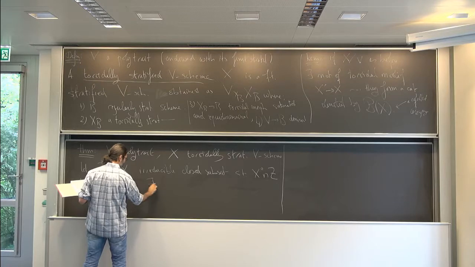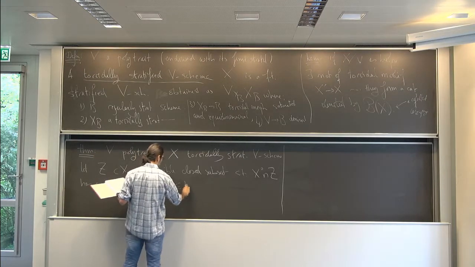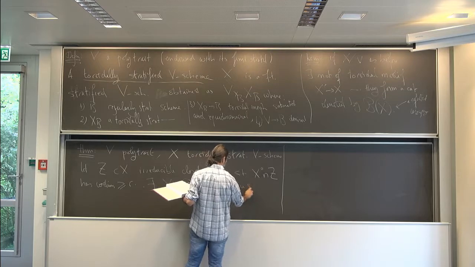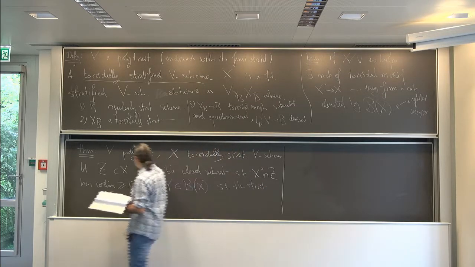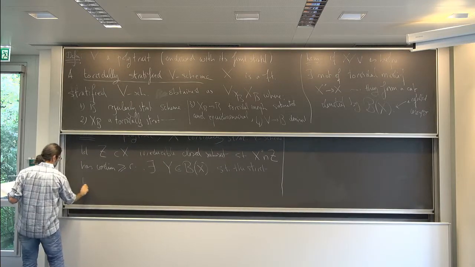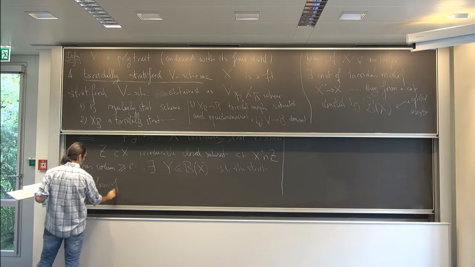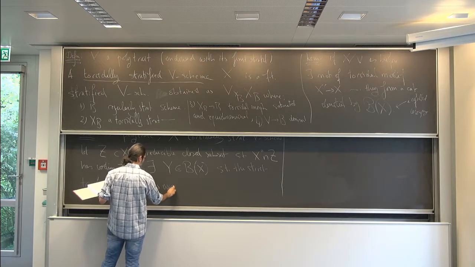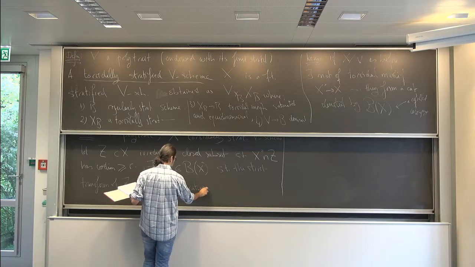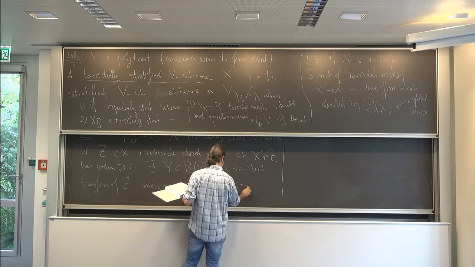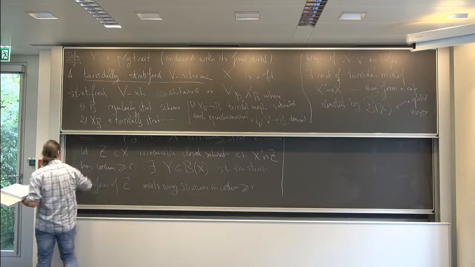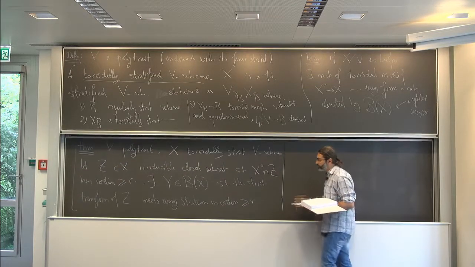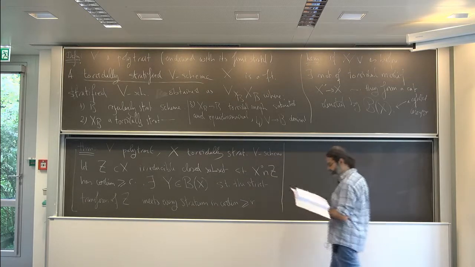Then the conclusion is that there exists a toroidal modification such that the strict transform of Z meets every stratum in codimension bigger than R. So I will not prove this, but I'll tell you where this will be used later.